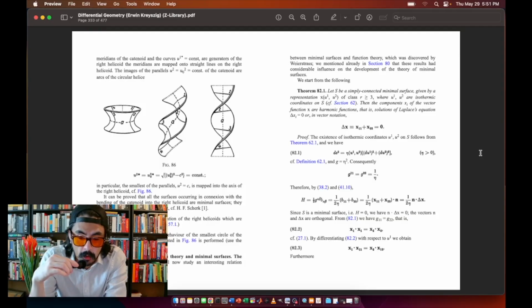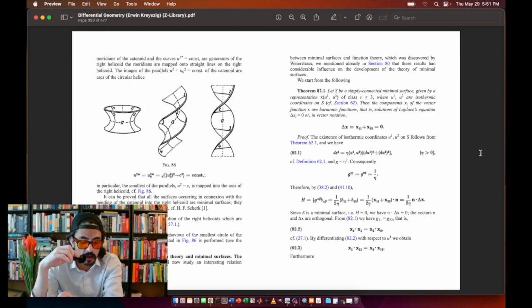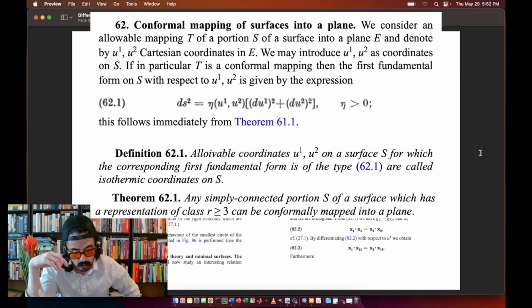The existence of isothermic coordinates u1 and u2 on the simply connected minimal surface, capital S, follows from theorem 62.1, which is, okay, I'm assuming that this is what it is. If it's totally wrong, then I'm going to put it up on screen and cut all this out. But otherwise, we have, let capital T be an allowable mapping of a portion capital S of a surface into a plane capital E, and denote by u1 and u2 Cartesian coordinates in the plane capital E. Next, we introduce u1 and u2 as coordinates on this portion capital S.